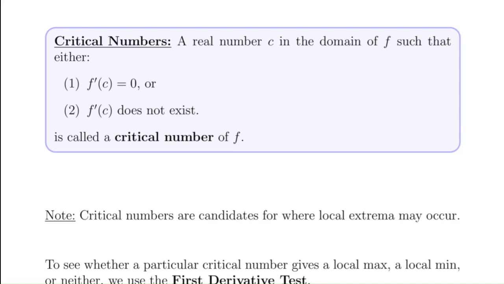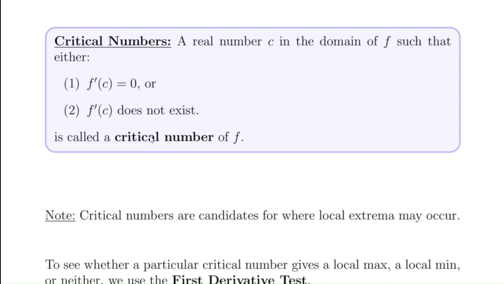Now, I've used this phrase critical numbers a couple times. What is a critical number? Well, a real number c in the domain of f such that either f prime of c is 0 or f prime of c does not exist. So when f prime of c is 0, the slope of the tangent line is 0. When f prime of c does not exist, that means we have a sharp corner at c. Or it would also be the case if you had a vertical tangent line, right? If the slope were infinite. This is called a critical number of f.